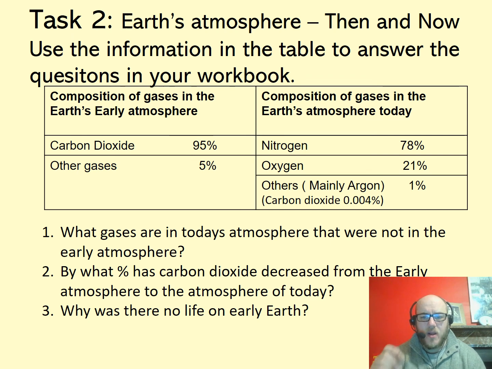Compare that to now. Carbon dioxide makes up 0.004% of today's atmosphere, compared to 95% back in the day when the Earth was originally formed. So that is a massive decrease. I want you to tell me by how much. And then, can you figure out why wasn't there any life on early Earth? What do we need now that we can get from our atmosphere that we couldn't get then? And again, if you need a hint, go back and have a look at my previous video about the carbon cycle and you might find out.